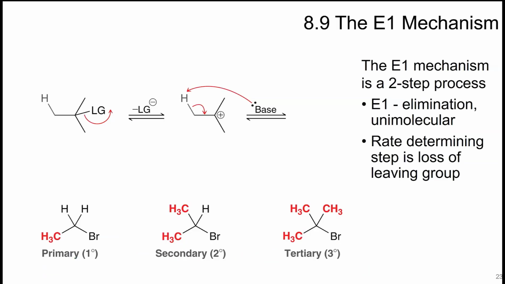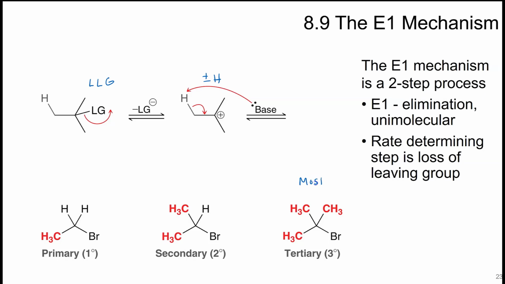The E1 mechanism is a two-step process, just like the SN1 mechanism. E1 stands for elimination unimolecular. So the mechanism arrows you see here are just like the SN1. The first step is the same: we have loss of the leaving group. And then the base can come and grab the proton after the carbocation is formed and eliminate the hydrogen. This is a proton transfer. It is a two-step reaction, and the rate determining step is the loss of the leaving group, just as it was in SN1. The substrate reactivity is also the same as in SN1.